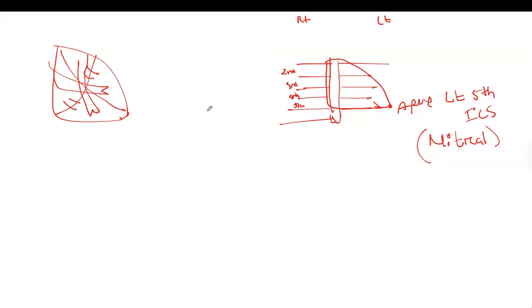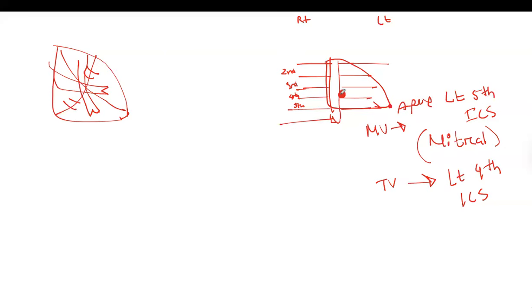Now, the murmur of the tricuspid valve, you will find it in the left fourth intercostal space along the sternal edge, just around here. So this is the left fourth intercostal space. We know the mitral valve murmur is best heard around the apex. Then the tricuspid valve murmur is commonly heard on the left fourth intercostal space, along the sternal edge.